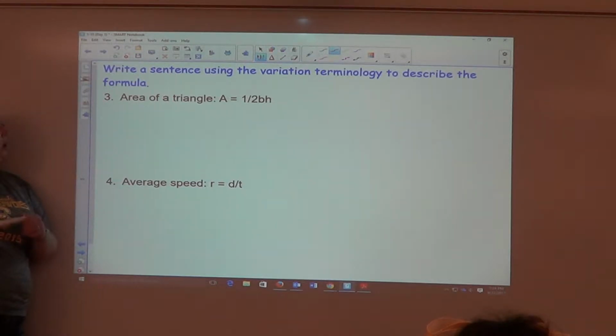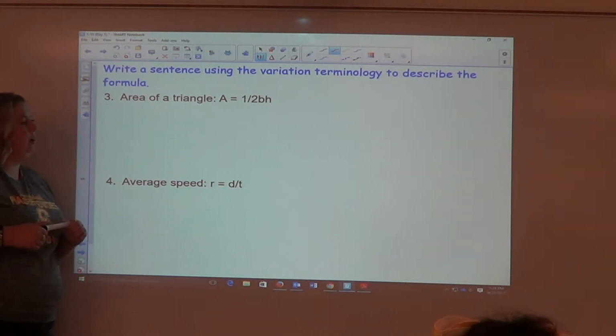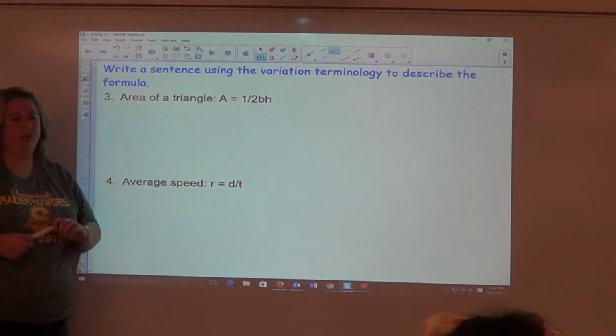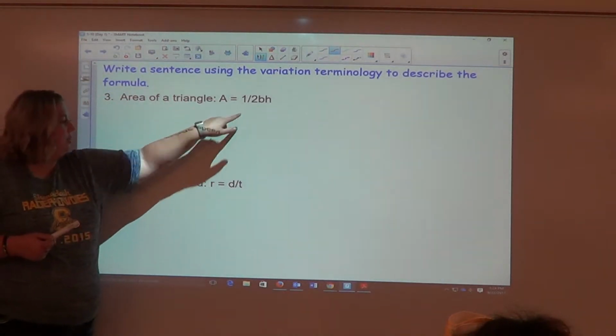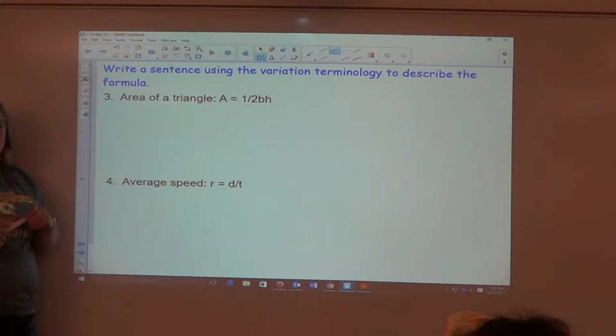Okay, so on number 3, this one has a K. What's the K? Not 1, 1/2. It's actually a fraction. Okay, so K, the other ones just have, I guess 1 would be their K. There's nothing listed there. So you're literally going to describe this with what the variables mean.